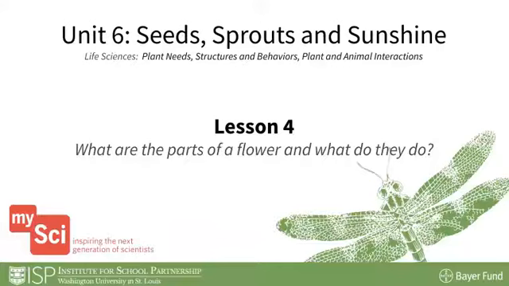Welcome to Lesson 4 in Unit 6, Seeds, Sprouts, and Sunshine. In this lesson, students will work to answer the question, what are the parts of a flower and what do they do? In the previous lesson, students explored three main parts of a plant: the roots, stems, and leaves.